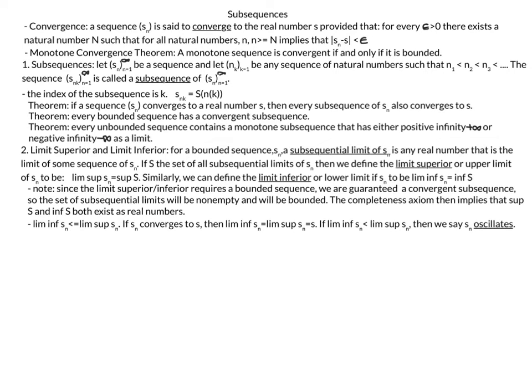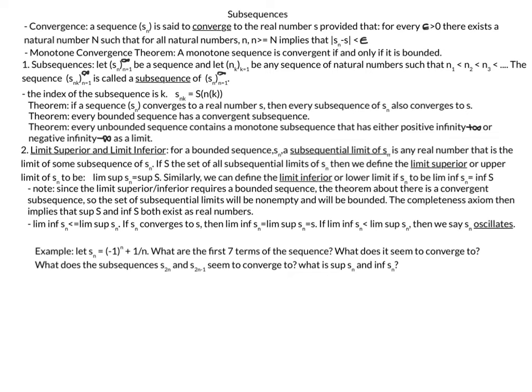The second note is the lim inf of Sn is always less than or equal to the lim sup of Sn. And if Sn converges to S, then the lim inf of Sn will equal the lim sup of Sn, which is equal to S. And if the lim inf of Sn is less than the lim sup of Sn, then we say Sn oscillates, like the previous example where we were oscillating between 1 and negative 1.